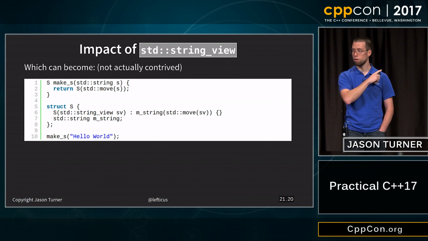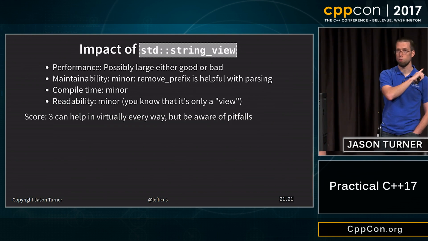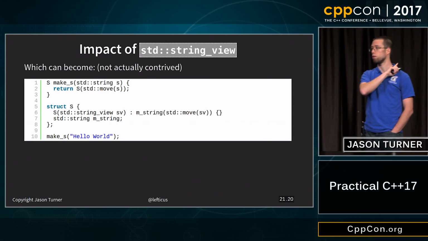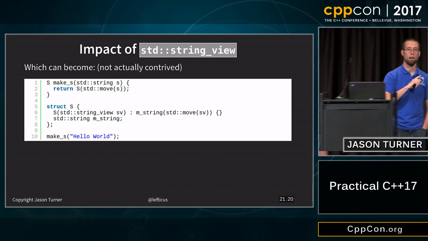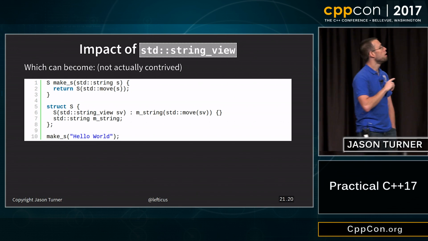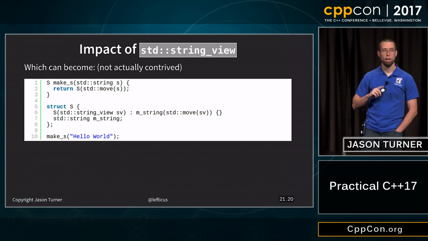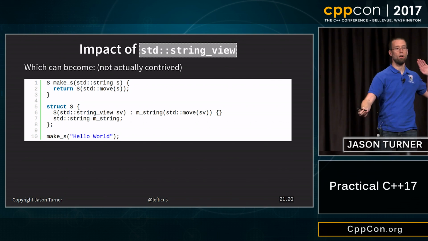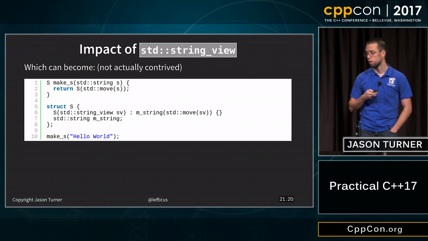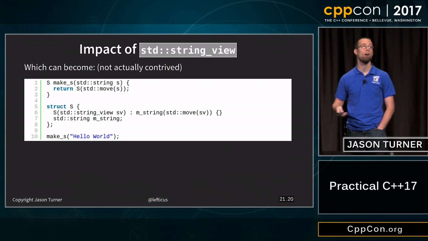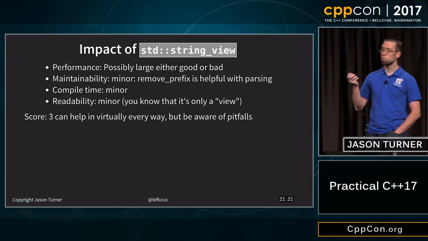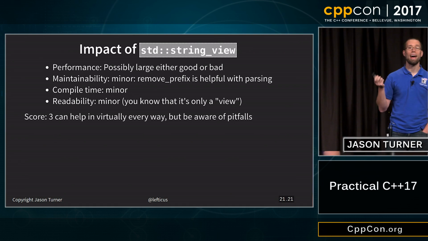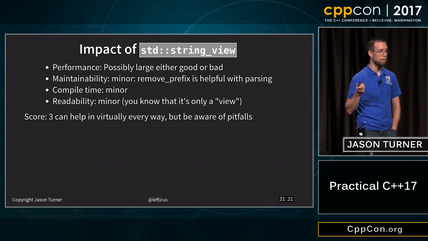Yeah, and as I say here, not actually contrived. I was like 85% of the way done converting CppCon to using string view internally for the parser, and said, oh no, what have I done? Yes, so if you know that you're ultimately going to create a string, make the whole call chain take strings. So I gave this possibly huge, either good or bad on performance if you're not paying attention.